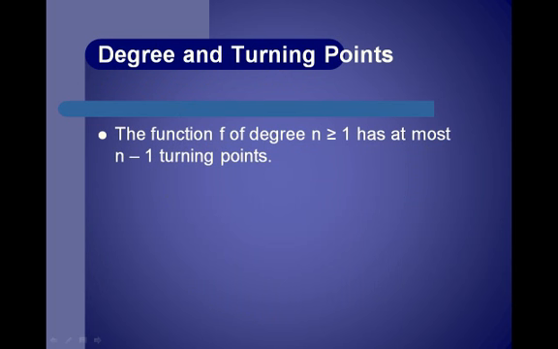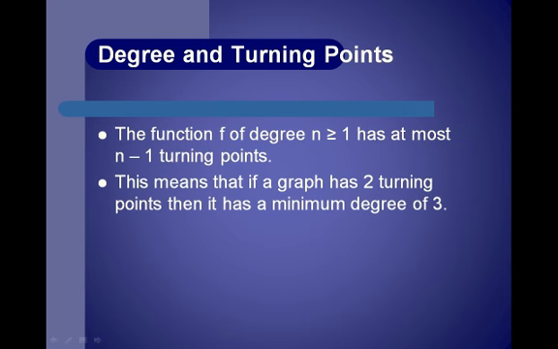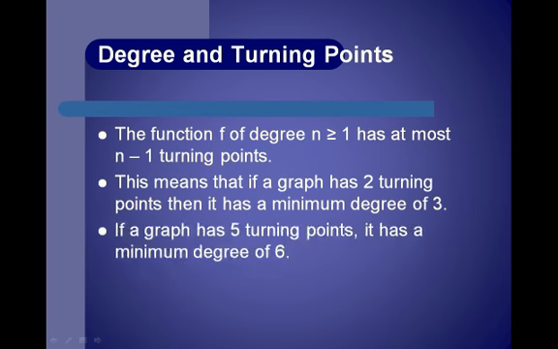Okay, so let's go back and talk about the similarities and the differences of all of these polynomial functions. First of all, a function f of degree n greater than or equal to 1 has at most n minus 1 turning points. This means that if a graph has 2 turning points, then it has a minimum degree of 3. Which says if a graph has 5 turning points, then it has a minimum degree of 6, which means it's either of degree 6, 7, or higher.